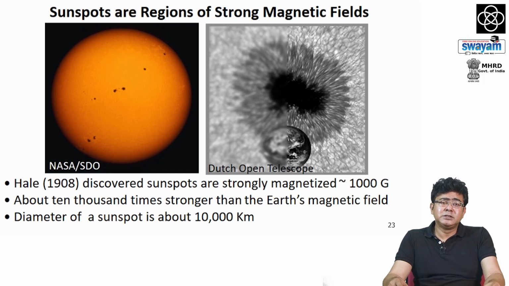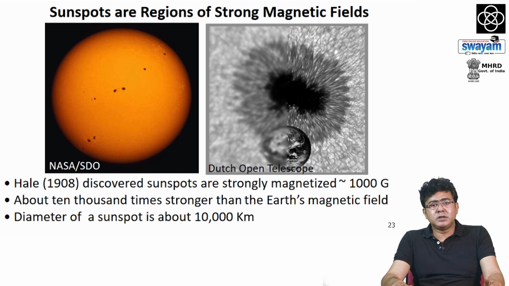However, that sunspots are strongly magnetic regions was discovered only at the turn of the 20th century, when George Ellery Hale and his collaborators in 1908 discovered that sunspots are strongly magnetized and that the magnetic fields within sunspots can exceed 1000 Gauss.